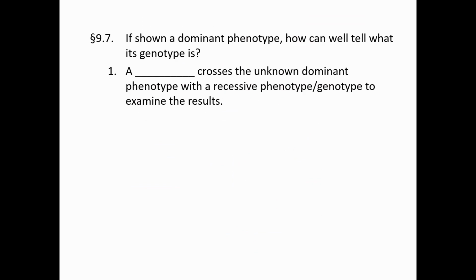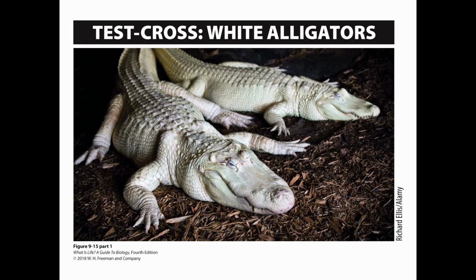Now, if someone does show a dominant phenotype, how the heck do we know what genotype they even have? Because if there's a dominant phenotype, they could be homozygous dominant or heterozygous. So how are we supposed to tell the difference? One of the things we can use is a test cross. A test cross will take someone with an unknown dominant phenotype, so we don't know whether they're homozygous dominant or heterozygous, and cross them with a recessive phenotype and look at the offspring. Now, obviously, there are some ethical concerns when it comes to doing this with people. This is not something we would do with people, but we could do it with plants or small animals.